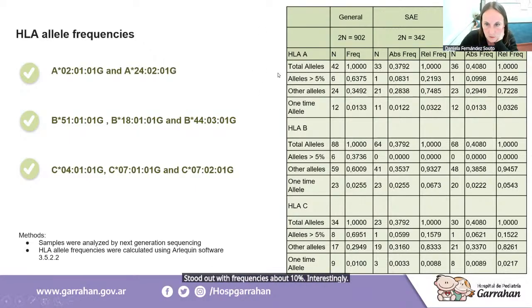Interestingly, 12 alleles appeared only once. As expected, HLA-B shows 88 alleles. The most frequent were B51, B18, and B4403, while almost a quarter of these alleles were seen only once. You can see here.